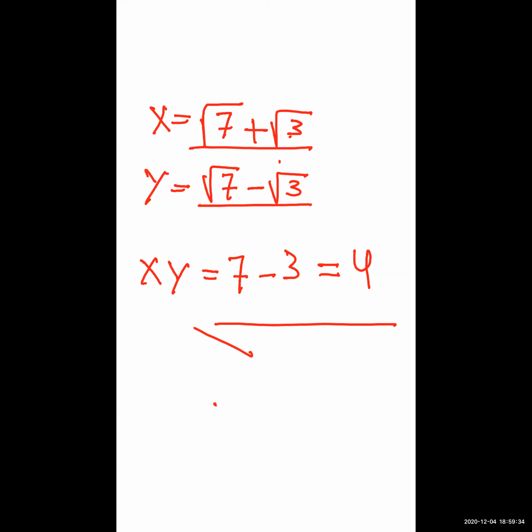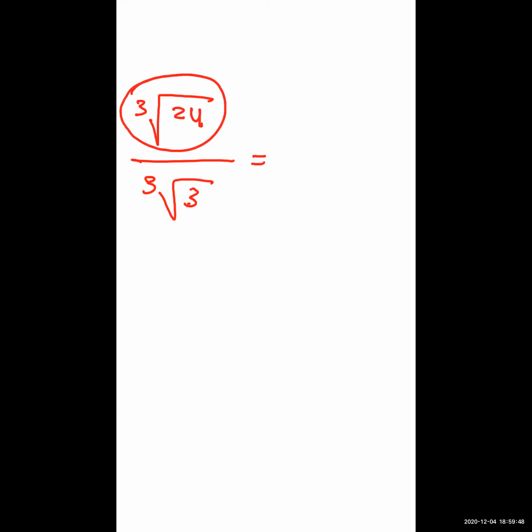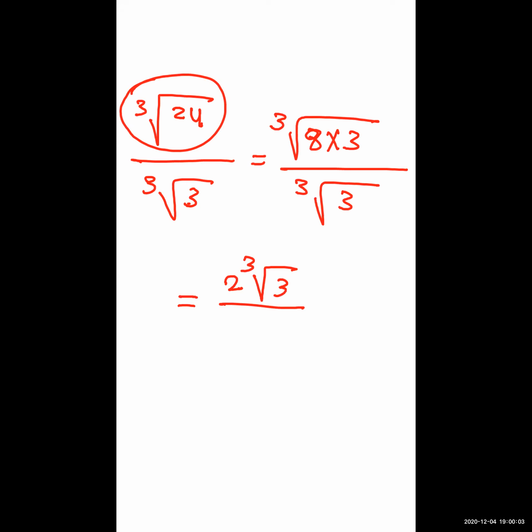Okay, let's continue. The next question, cubic root of 24 over cubic root of 3. Actually, this one equals cubic root of 8 times 3 over cubic root of 3. So this means, guys, 2 cubic root of 3 over cubic root of 3, so it will equal 2. Okay?